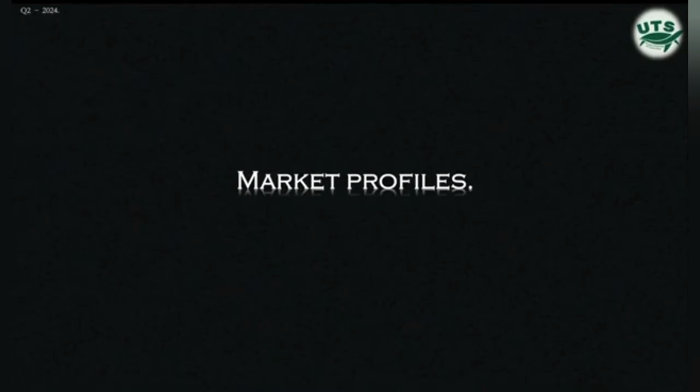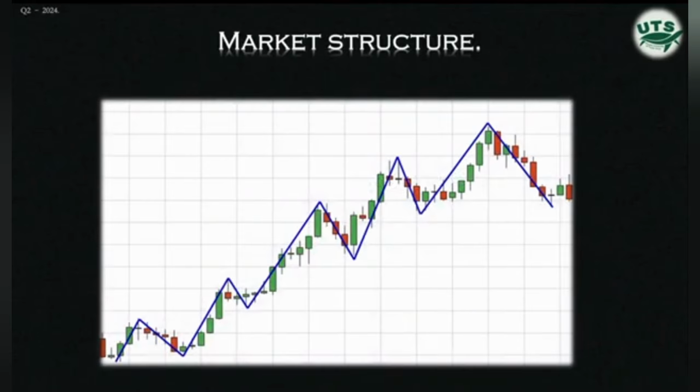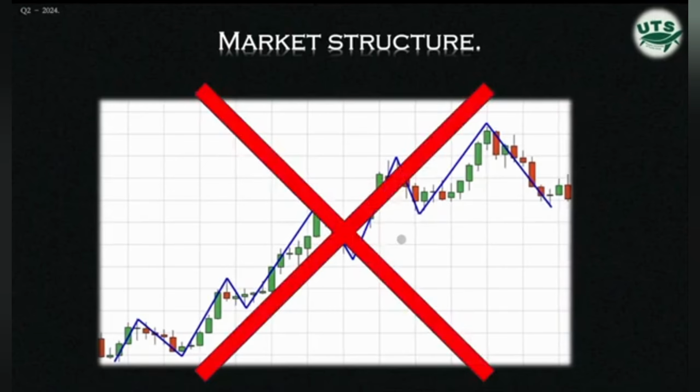And now we have that little mini rant aside. Market profiles. Traditionally, market structure has a very basic, unimpressive definition, which is higher highs and higher lows. High, low, higher high, higher low, higher high, higher low. You can trade this because as we've established, you can trade anything and make money. But this is not an accurate depiction of what happens. This is false. What really happens is this.